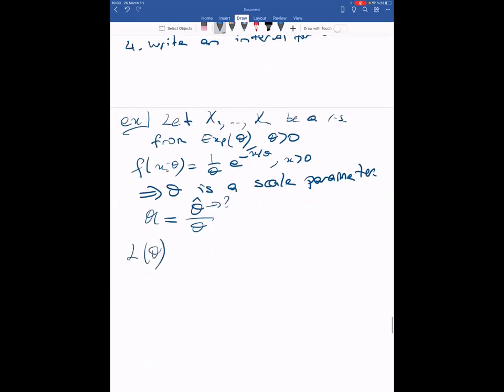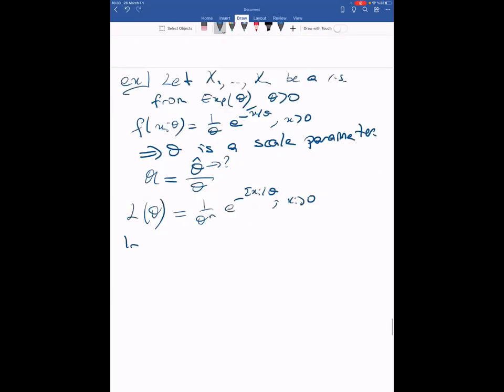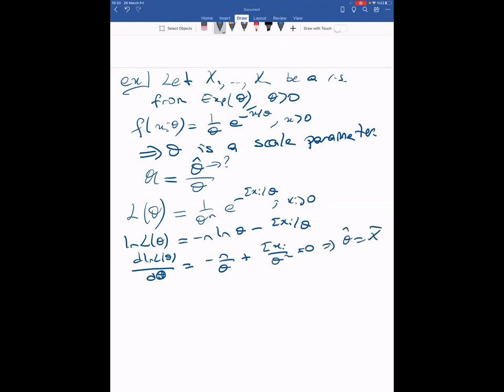The likelihood function is 1 over theta to the n, e to the minus summation xi over theta, for xi greater than 0. Take the ln to make calculations easier. Then we need to find the value of theta which maximizes the likelihood function. So it's an optimization problem. Differentiating with respect to theta, summation xi over theta square equal to 0. And then we found that theta hat equals x bar.